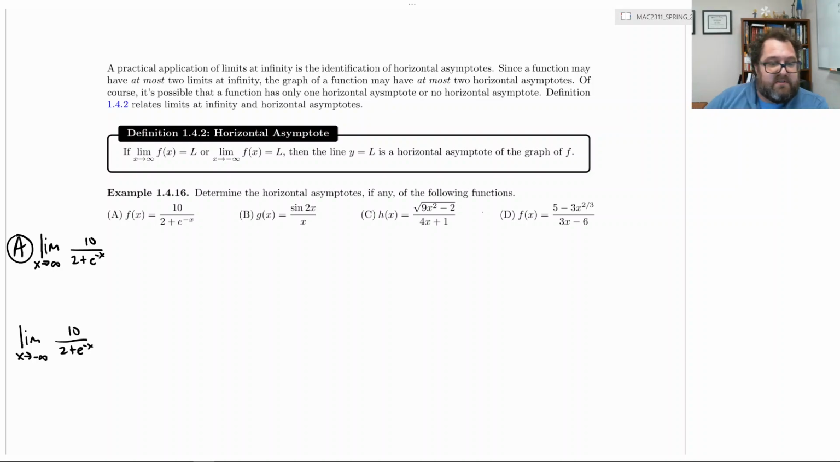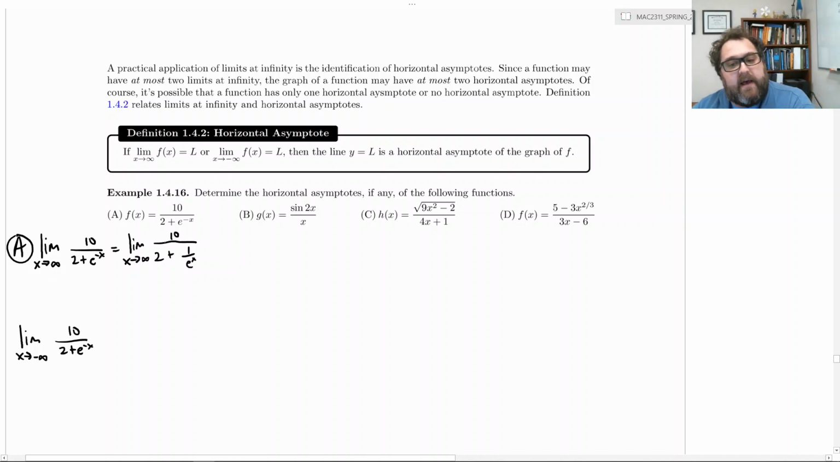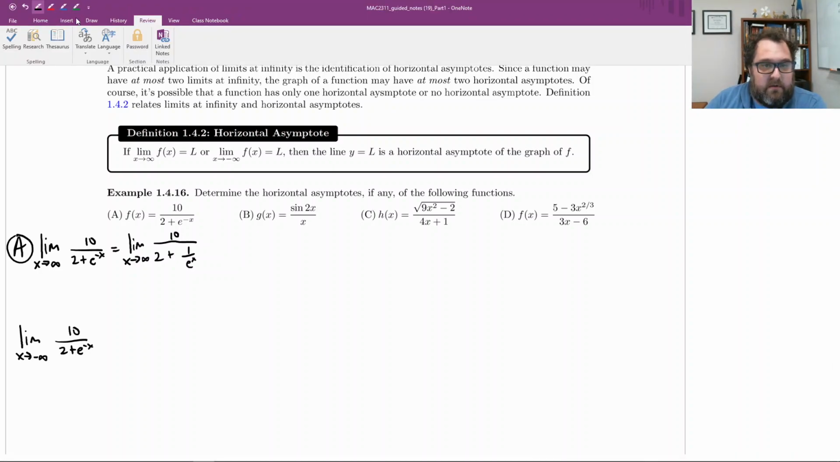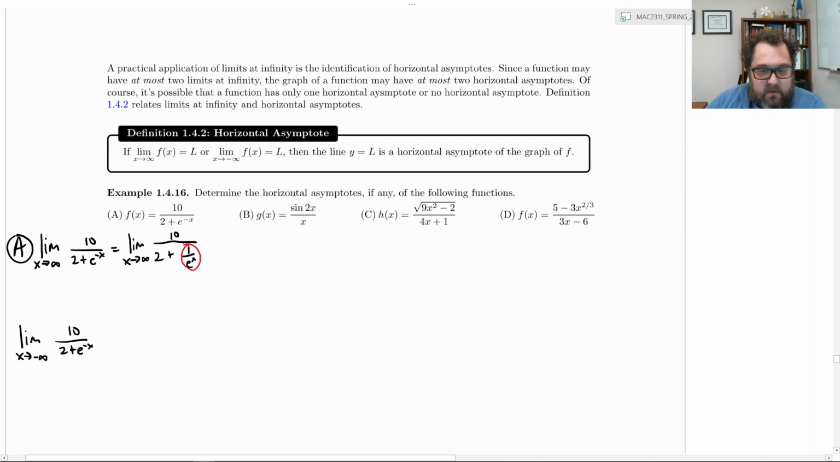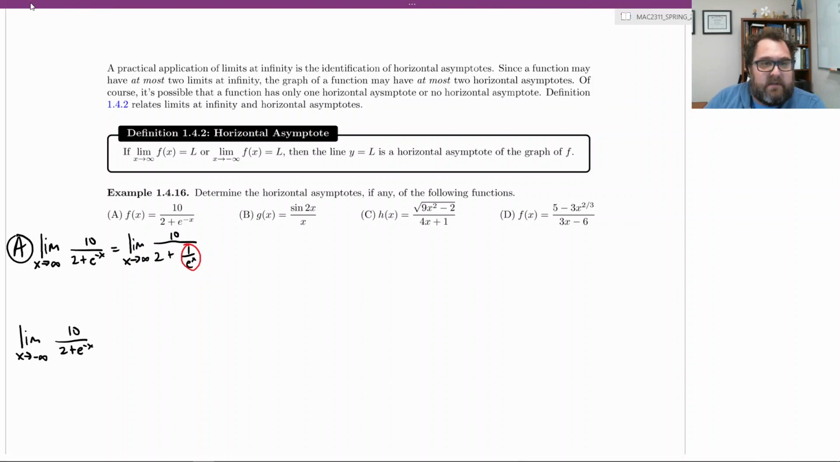The only thing I'd probably do with example A, with the first limit, is to rewrite it slightly and say this is equal to the limit as x goes to infinity of 10 over 2 plus, now what's e to the negative x? That's 1 over e to the x, right? The reason I would say it's advantageous to write it like that is because now you can see what happens if you only consider this little fraction. Let's do this in a formal sense.